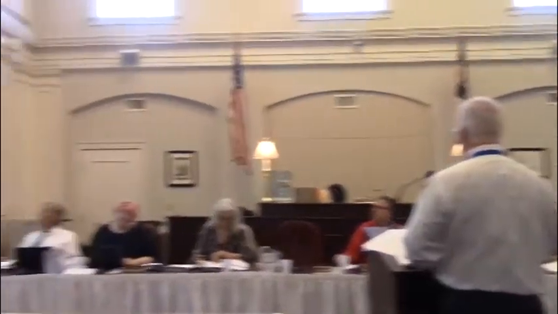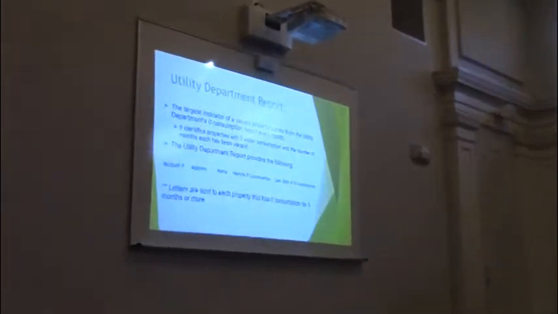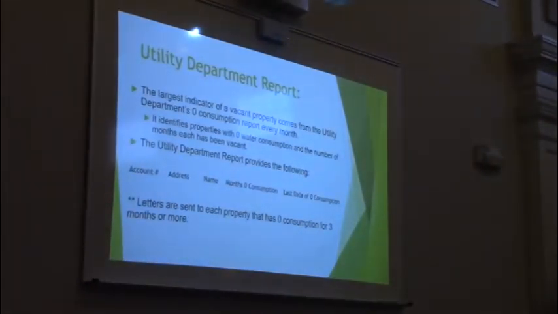The utility department report. There's an example of the utility department report in your packet as well that identifies all those properties with zero consumption. This is the main way we're able to identify properties, through the zero consumption report, and the utilities department provides it on a monthly basis to the community development department. It identifies properties with zero consumption and provides the number of months it has been at zero consumption.